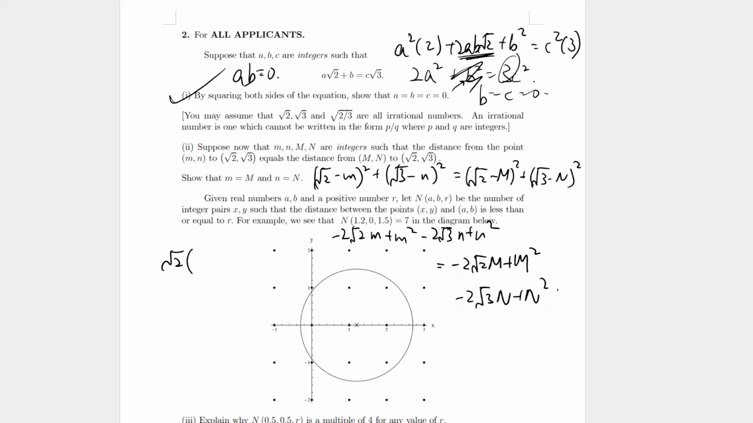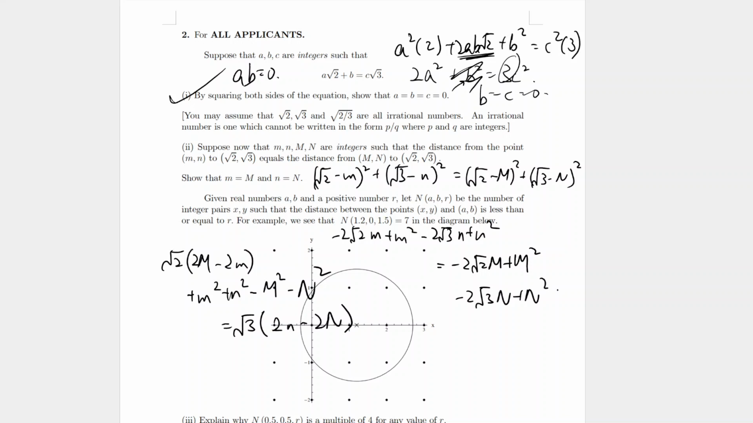So root 2 times what is that? 2 big M minus 2 small m. Do check that for me. And we put the integers together, so plus m squared plus n squared minus big M squared minus big N squared. And what else have we got? We also have the root 3s, so let's put them to the right-hand side. Root 3 times, what is it? 2n minus 2 big N.